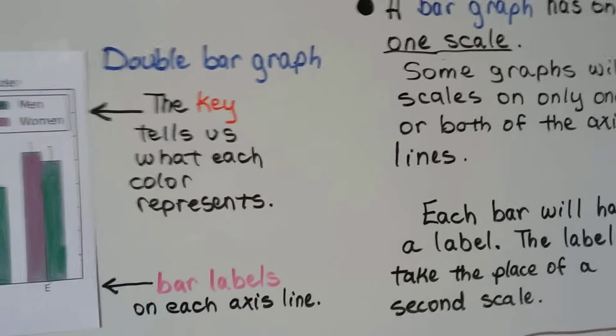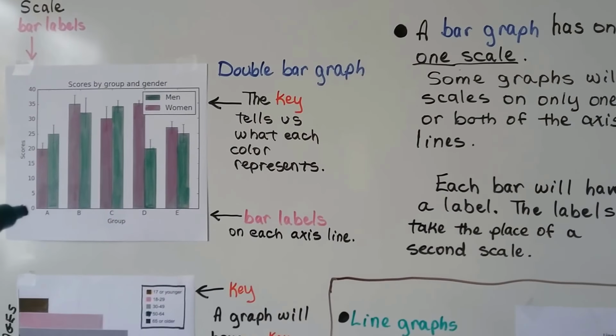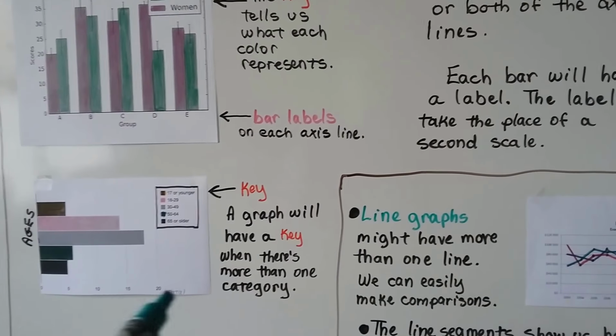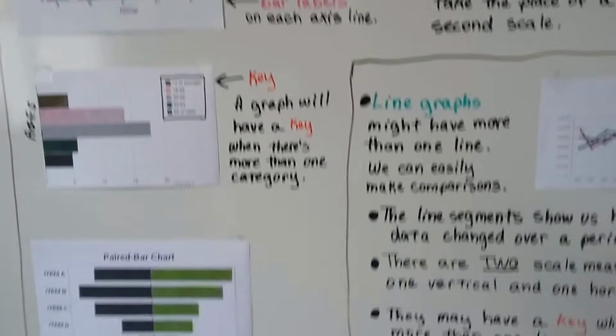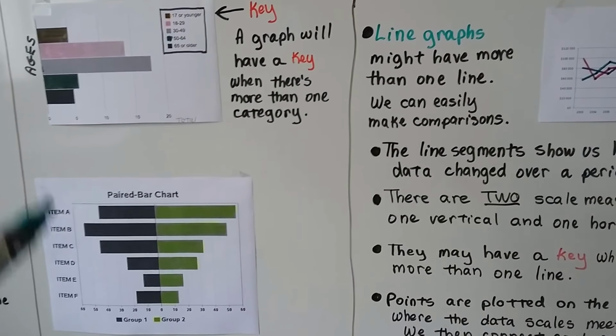So a bar graph has only one scale. If you look, there's only one scale on the side here. This one only has one scale here telling us the totals, and this one has one scale at the bottom. This other side is just telling us the categories, see?